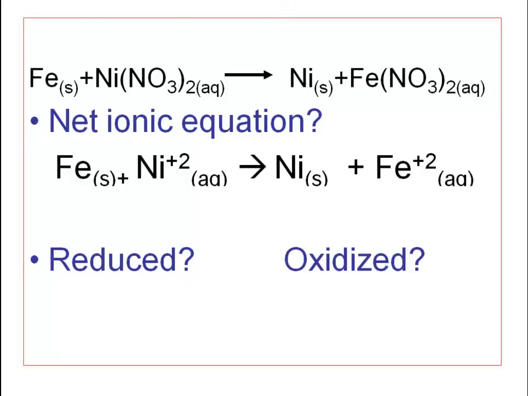Then take a look at nickel. Nickel was originally a +2, and then on the product side it's a 0 oxidation number. To cancel out those +2 charges, it must have gained 2 negative charges, and those negative charges would be electrons. So nickel gained electrons. So which one was reduced? Remember, reduction is gain, from our OIL RIG. So nickel must have been reduced and iron was oxidized.